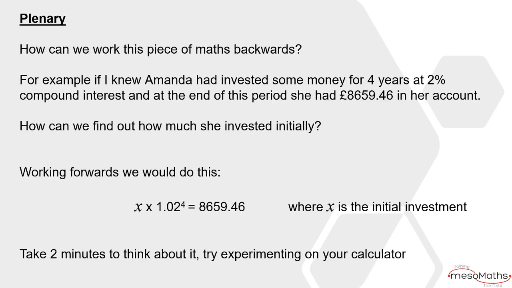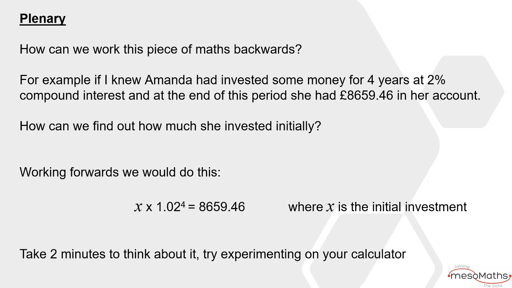Okay, to finish up, it's all very well being able to work out compound interest, but quite often in an exam situation, you're asked to do it slightly differently to the way you would expect. So how can we work this piece of maths backwards? For example, if I knew Amanda had invested some money for 4 years and she received 2% compound interest, at the end of this time she had £8,659.46 in her account. How can we find out how much she initially invested?